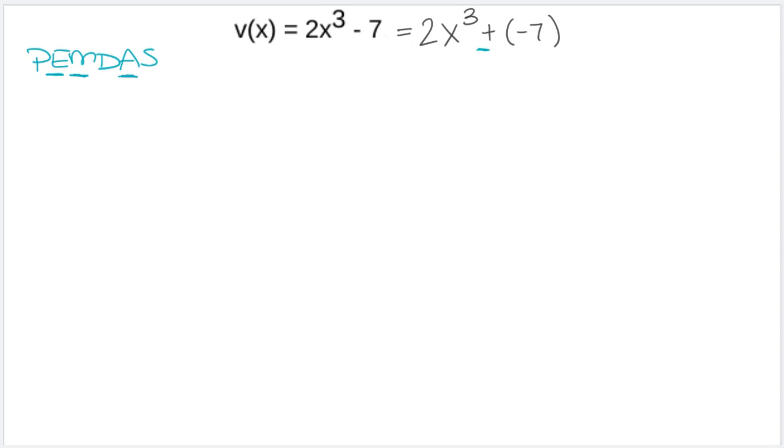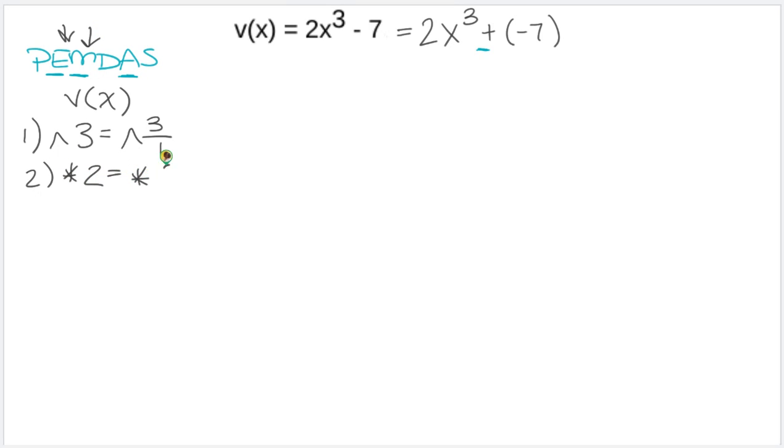So now I want to think about the order that we are doing these operations in. For our original function, v of x, our first thing is to deal with our exponents. We are raising x to the power of 3, which I'm going to write as raising to the power of 3 over 1. Our second step is dealing with our multiplication. We are multiplying by 2, which I'm going to rewrite as multiplying by 2 over 1. And our last step is dealing with addition. We are adding negative 7.